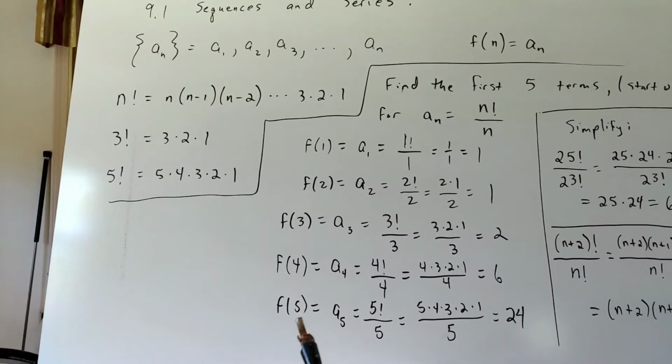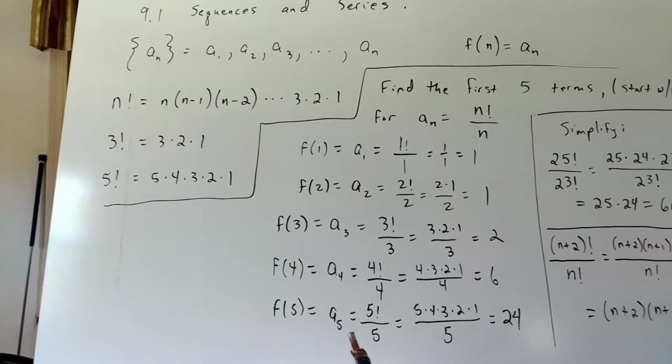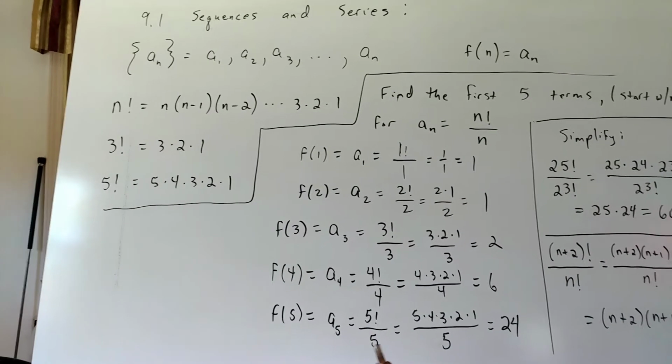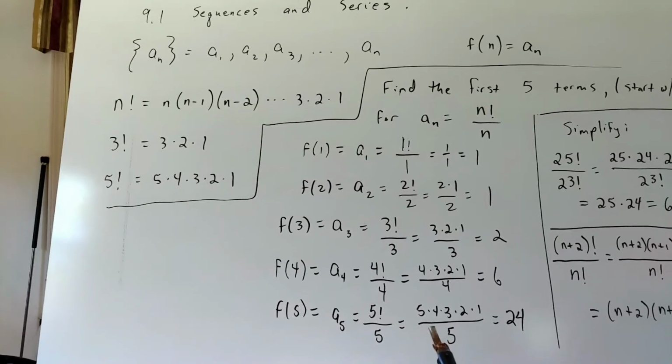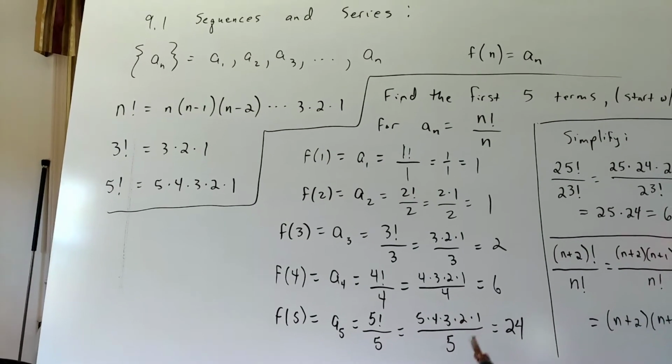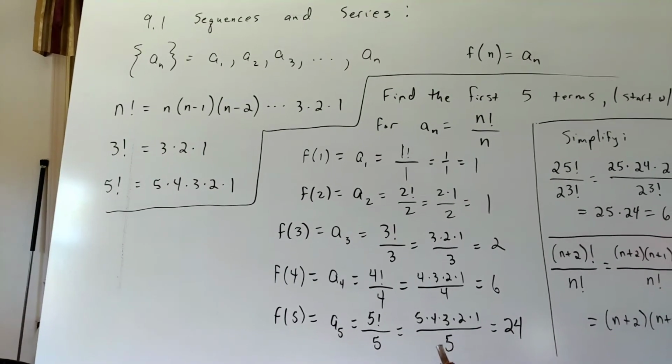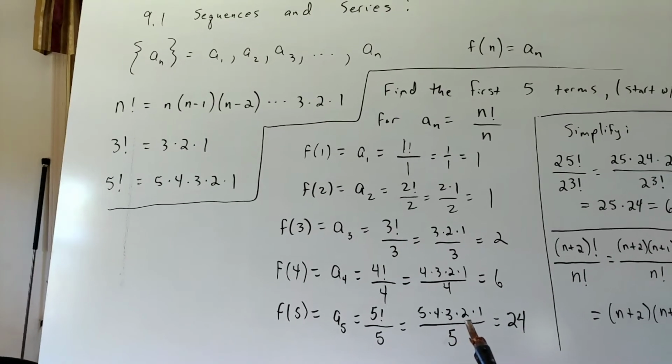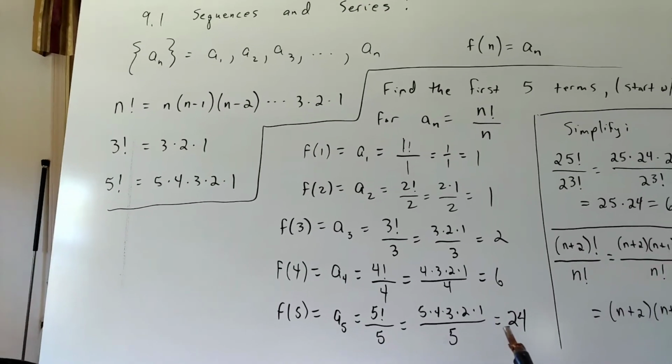The fifth term, f of 5 equals a sub 5 equals 5 factorial over 5 equals 5 times 4 times 3 times 2 times 1 all over 5. The 5's cancel, leaving 4 times 3 times 2 times 1, which is 24.